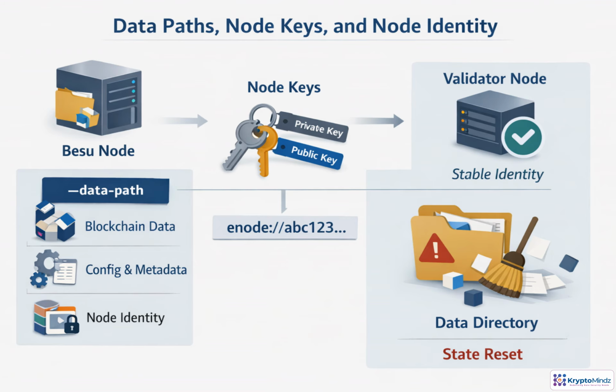A Besu node's data path is more than storage. It holds chain data, local configuration, metadata, and the node key. That key creates the public identity, including the node address other nodes use to recognize it. In private networks, especially for validators, that identity must remain stable. If you delete or recreate the data directory, the node may return as a different participant, resetting state and confusing consensus tests.